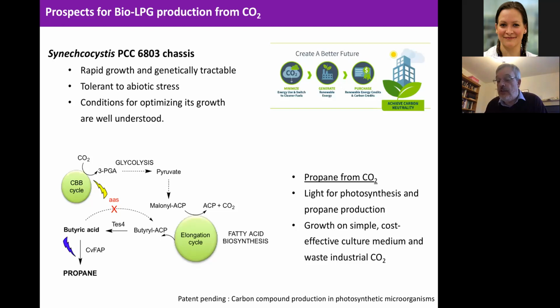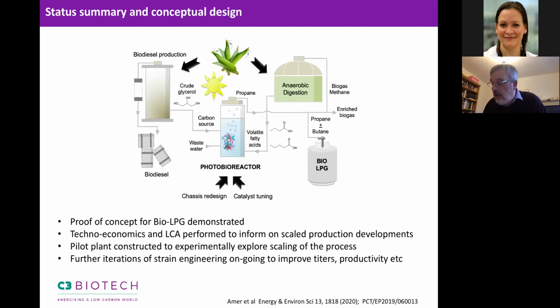So what I hope I've done is to give you a flavor of the type of trajectory that we're pursuing, both academically and in our open access and commercial ventures. Clearly there's much more happening that's commercially sensitive in the company that I can't talk about today. But what we have done is to demonstrate proof of concept for bio-LPG production using engineered microbial cell factories. We've performed techno-economics and LCA to inform routes to scale production based on these foundational strains. And C3 Biotech is now engaged in experimental pilot plant developments to guide scale-up, and to feed back into further iterations of strain engineering to ultimately impact on the economics and productivity of production.